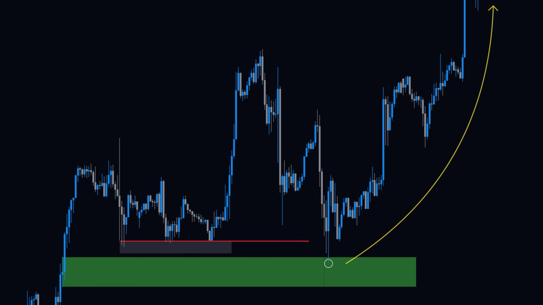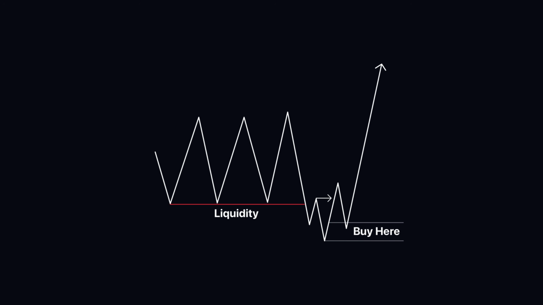Another way that we can trade out of liquidity is to follow confirmation after liquidation. If the market liquidates a low, for example, we can follow through by looking for our structure confirmation to the upside. If we get a change in the low time frame trend, we can buy to follow the high impact move to the upside.